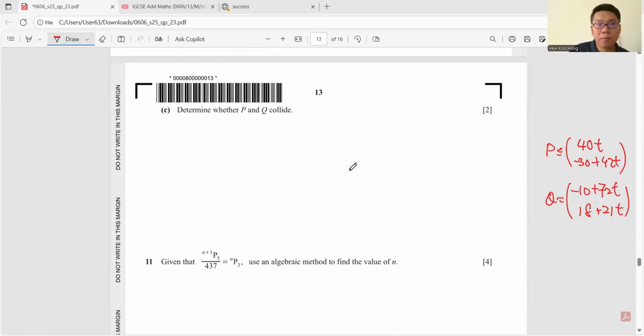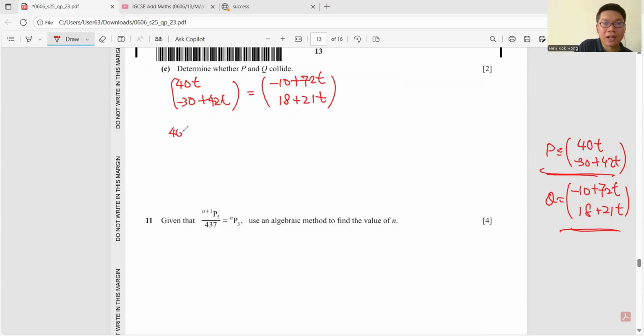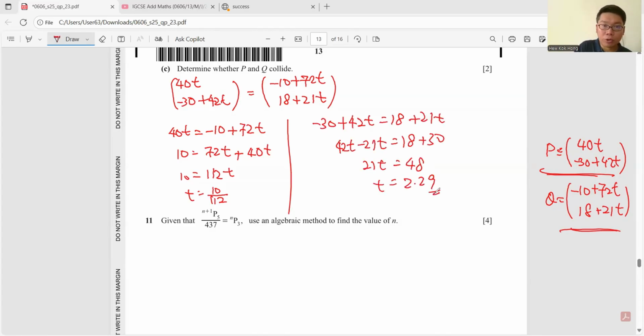By using this info, part C, they ask you to determine whether p and q collide. So we equate this and this, and if both of their time are the same, then they collide. So we solve the i part first. We solve the j part. This is 2.29. This is 0.0893. Do not have the same time, so they do not collide. Clearly show the time is different and make this conclusion.